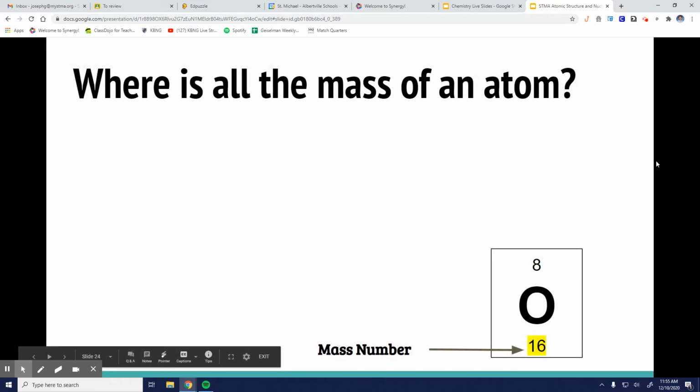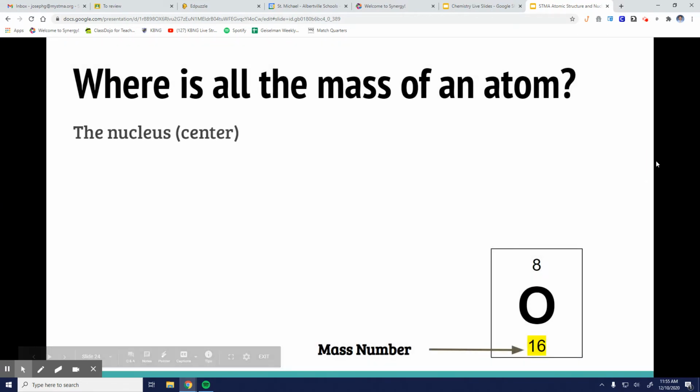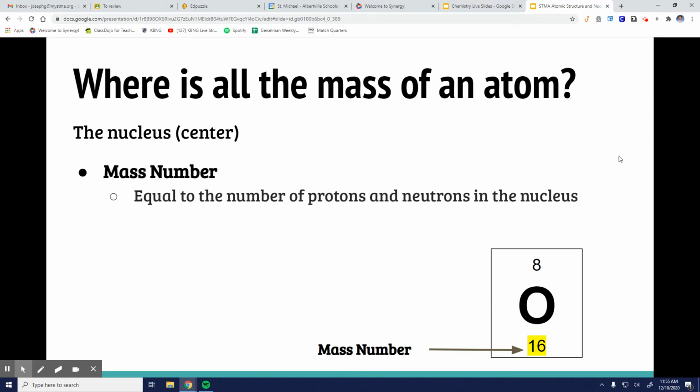So where is all the mass of an atom? Yesterday we talked about protons and neutrons having mass and electrons really not having much at all. So really all of the mass is going to be in the nucleus where we find protons and neutrons. When we look at the mass of an atom, we look at the mass number. And that's equal to the number of protons and the number of neutrons in the nucleus.